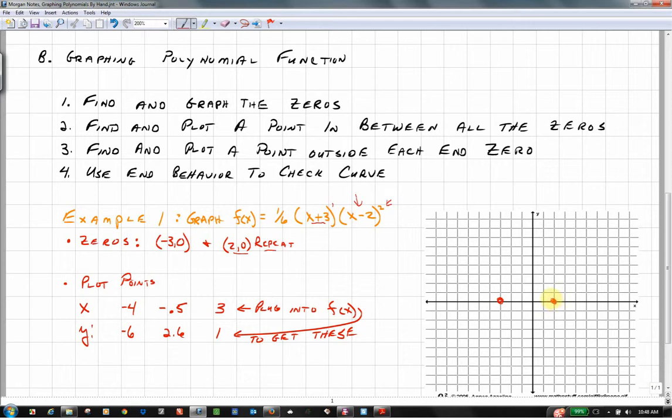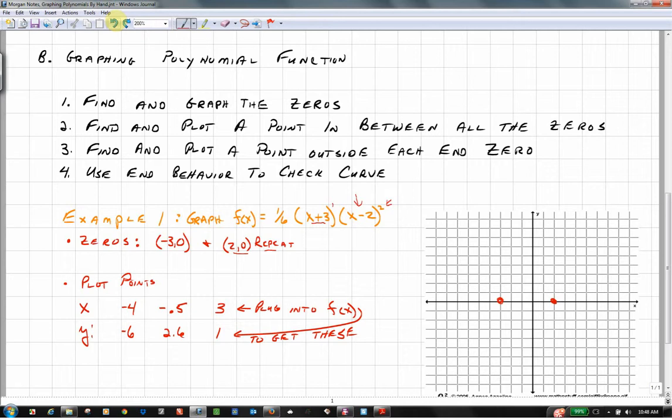Now then, what we are going to do is plot one point on the outside of the zeros. So out here somewhere, and we're going to plot the point directly between the two zeros.